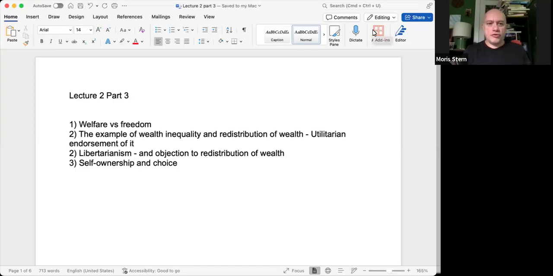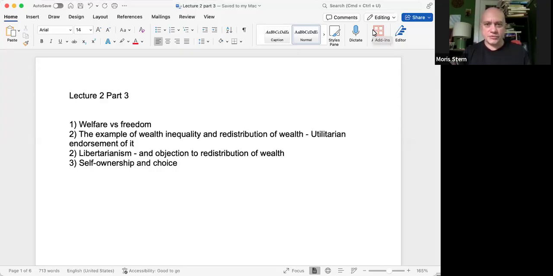We are now in the third part of the second lecture. We start with a discussion of the difference between welfare and freedom-oriented moral theories. The example of wealth inequality and redistribution of wealth is discussed next, keeping in mind that this redistribution is endorsed by utilitarianism. As an objection to that kind of redistribution of wealth, libertarianism will be introduced. Libertarianism is the next moral theory, after utilitarianism, that we are studying.